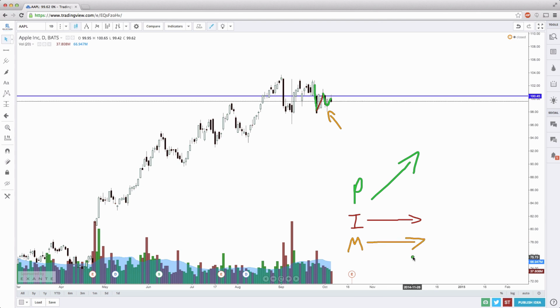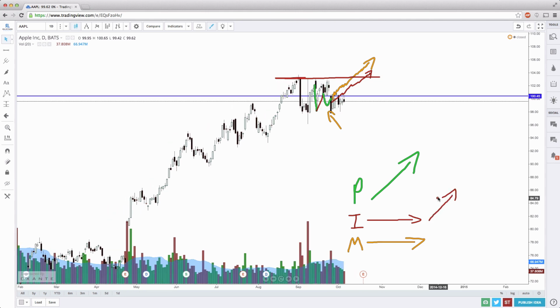Now, my real question to you, ladies and gentlemen, is what happens if Apple starts doing this? Then what would be the primary trend? Would the primary trend be the same, ladies and gentlemen? And the answer is yes. The primary trend would still be bullish. Okay, awesome. So what would the intermediate trend be at that point if we continue to make higher highs and higher lows and we really, really broke strongly out of this resistance? Well, the intermediate trend would go from sideways to bullish.